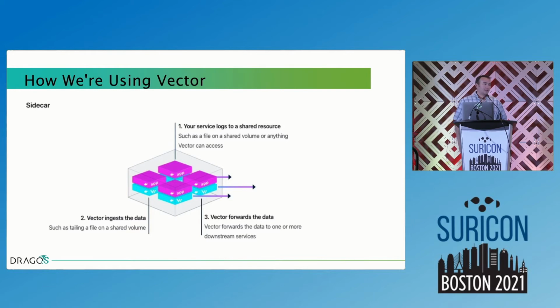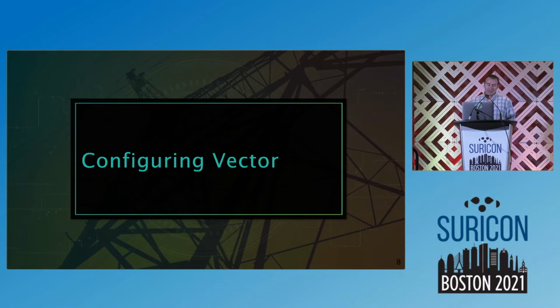So how we're using it in this talk is in a sidecar approach. Our service, in this case Suricata, is logging to a socket. Vector is going to pull in that data and then transform it, do whatever you want to it, and then can forward it on.